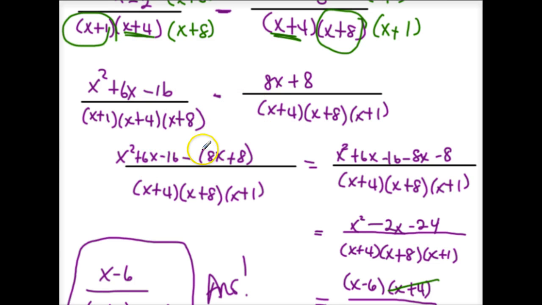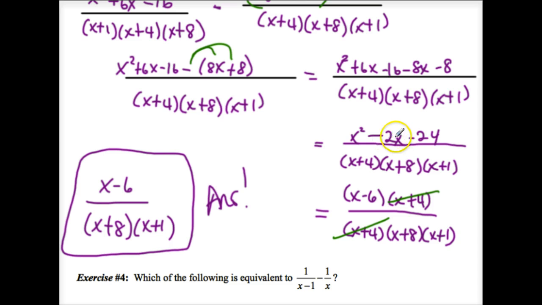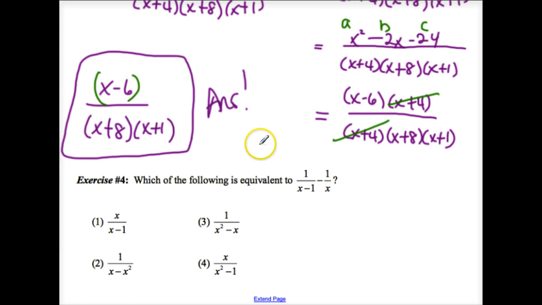I go ahead, remember I have to put this in parentheses, have to, and distribute my negative, leaving me with this crazy looking thing here. X squared plus 6x minus 16, take away 8x minus 8. Combining my like terms, I'm left with x squared minus 2x minus 24, which can be simplified. My A, my B, and my C simplified to x minus 6 and x plus 4. The plus 4s are canceled. And then I'm left with on top, I could put it in parentheses, it doesn't matter, x minus 6. In the bottom it's x plus 8 and x plus 1.